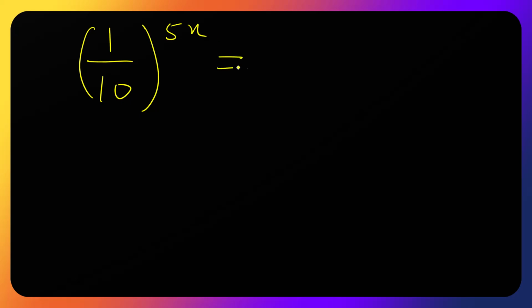Now let's look at the next example. So this time we have 1 on 10 raised to 5x equals 0.01. Okay, so let's be very careful here. We have 1 over 10 here, and this side is a decimal. So let's first of all change this one to a fraction. Okay, so let's maintain this 1 over 10.